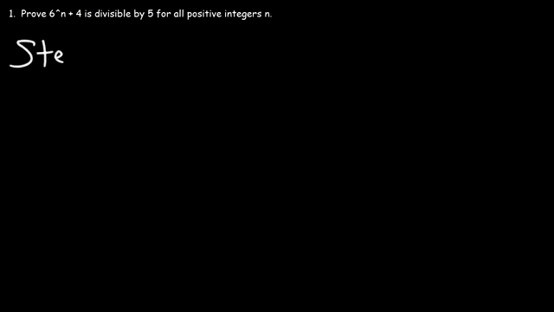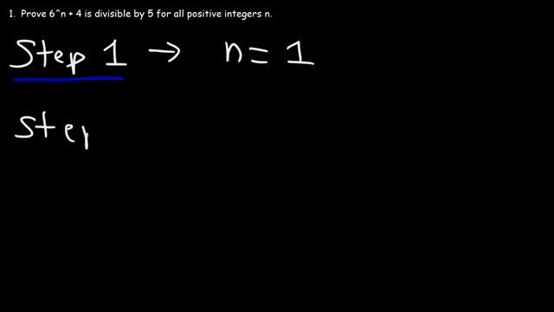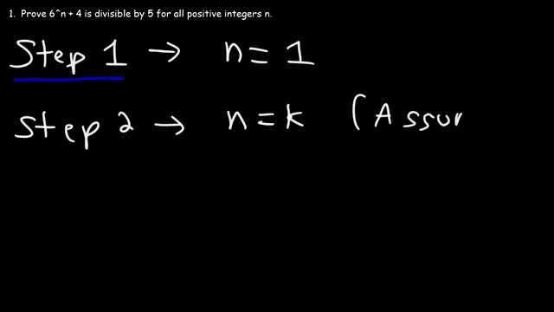Step 1 is that we need to prove that the statement is true when n is equal to 1. That's the first thing we need to do. In step 2, we need to set n equal to k, and we need to assume that the statement that we get from that expression is true.